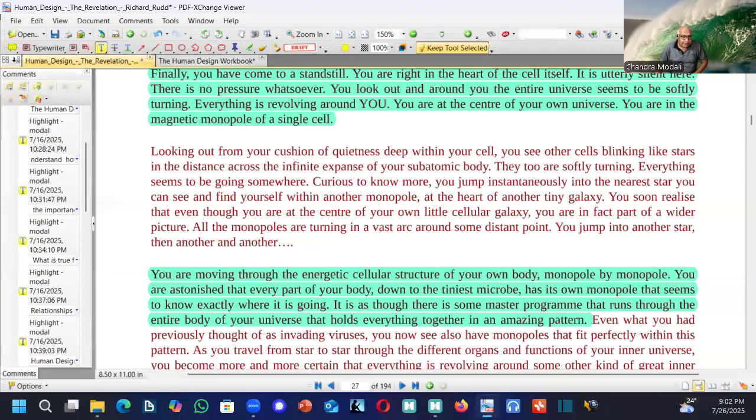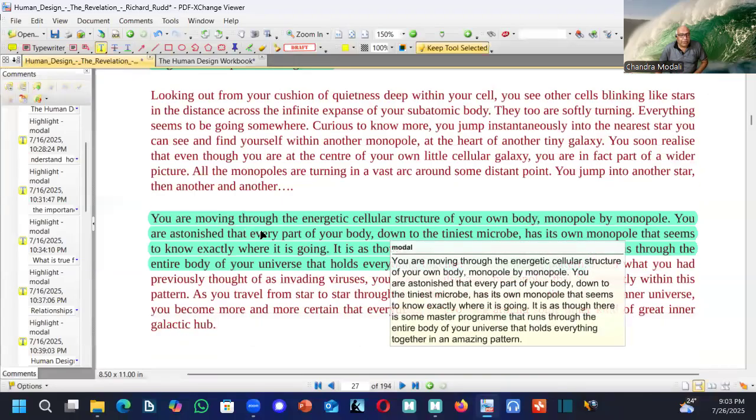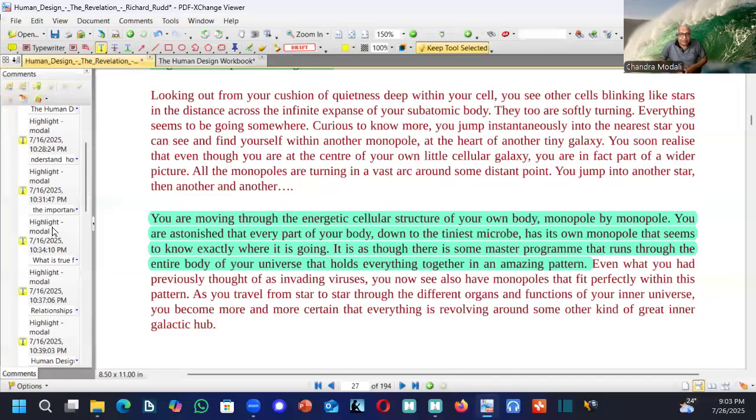You soon realize that even though you are at the center of your own light cellular galaxy, you are in fact part of a wider picture. All the monopoles are turning in a vast arc around some distant point. You jump into another star, then another, and so on. You are moving through the energetic cellular structure of your own body, monopole by monopole.